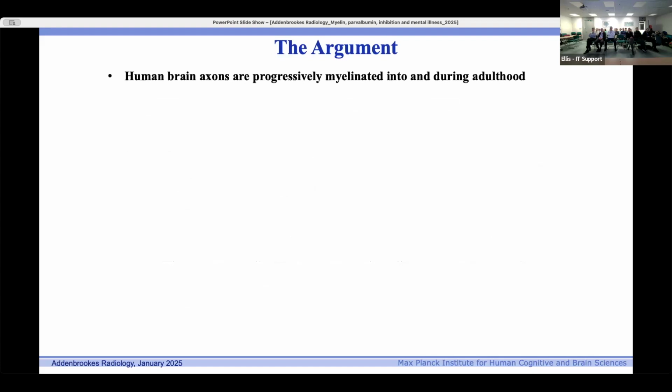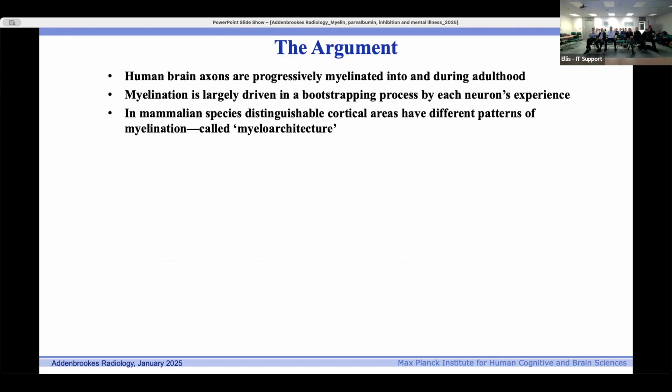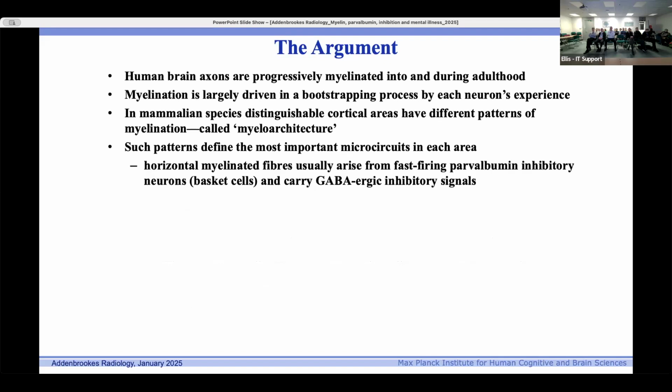Human brain axons are progressively myelinated, driven in a bootstrapping process. Distinguishable cortical areas have different patterns of myelination. They define the most important microcircuits in each area. The horizontal myelinated fibers usually arise from fast-firing parvalbumin inhibitory neurons, basket cells. I'll say much more about that later, and carry GABAergic inhibitory signals.